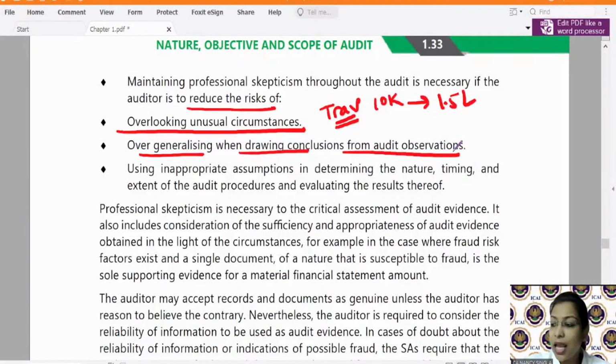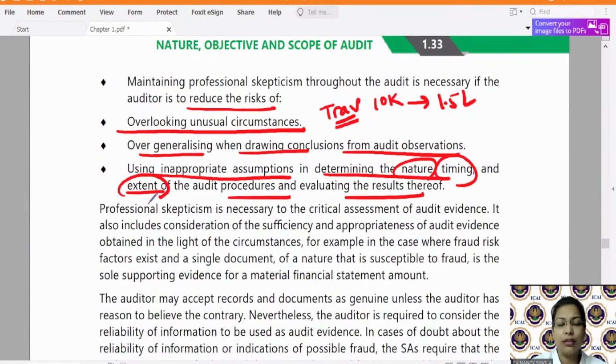And last but not the least, using inappropriate assumptions in determining the NTE of audit procedures and in evaluating the results thereof. NTE is what? Nature, timing, and extent of audit procedures. So if the auditor is applying professional skepticism, he is in a position to determine the nature, the timing, and the extent of audit procedures that he needs to perform in an effective manner, because he has questioned each and everything, analyzed each and everything, and done a critical assessment of all the audit evidence. So these are the benefits of applying professional skepticism.